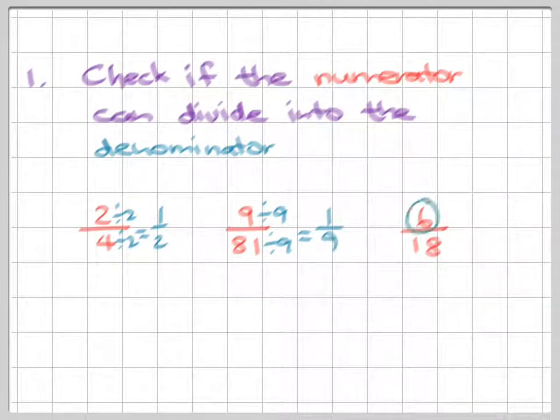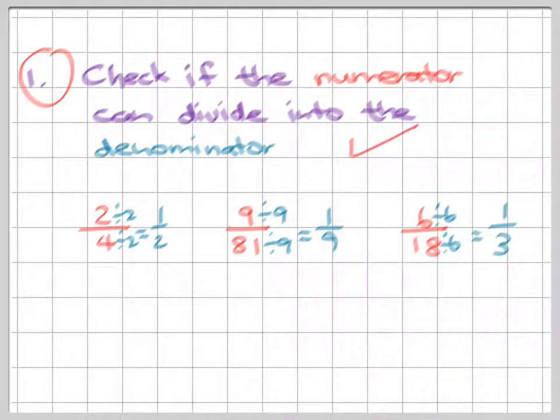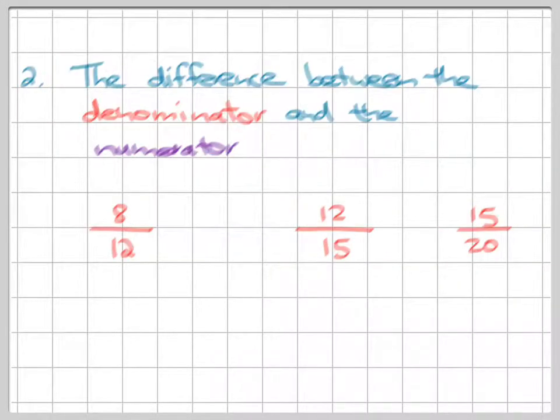Can this numerator divide into this denominator? Yes, it can. So we divide by 6, and we end up with 1/3. So this particular rule, number 1, to check if the numerator can divide into the denominator, does not work for all fractions, but very often it does. So that should be your first check to see if you're trying to save time to work out your greatest common factors when simplifying fractions.